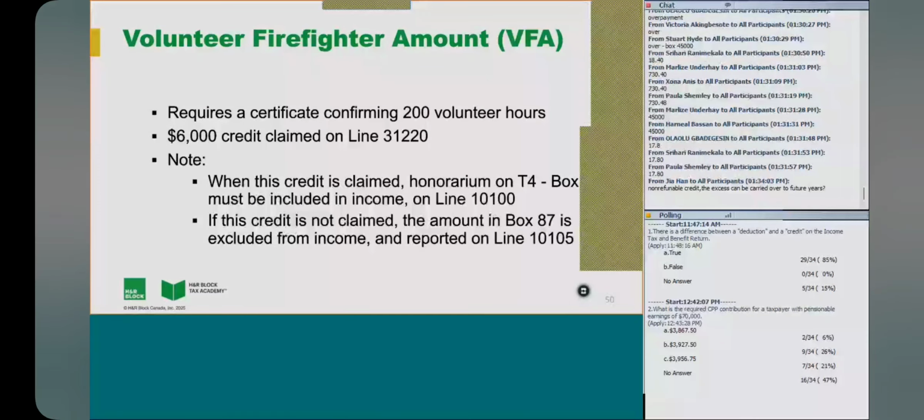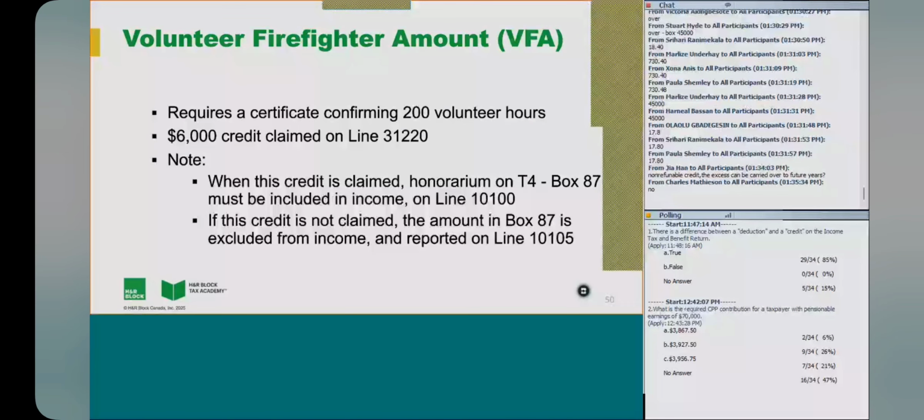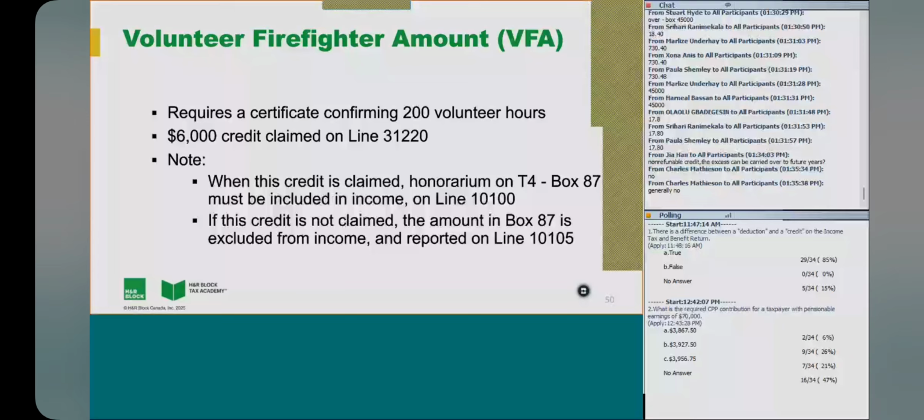Now, there are two credits collectively referred to as the emergency volunteer credits. And you can claim one or the other, but not both. So first one is the volunteer firefighter amount, or VFA. To claim this, you need to be working as a volunteer firefighter, and you need a certificate confirming that you've worked for 200 hours as a volunteer. If you claim this, you get a $6,000 non-refundable credit on line 31220.